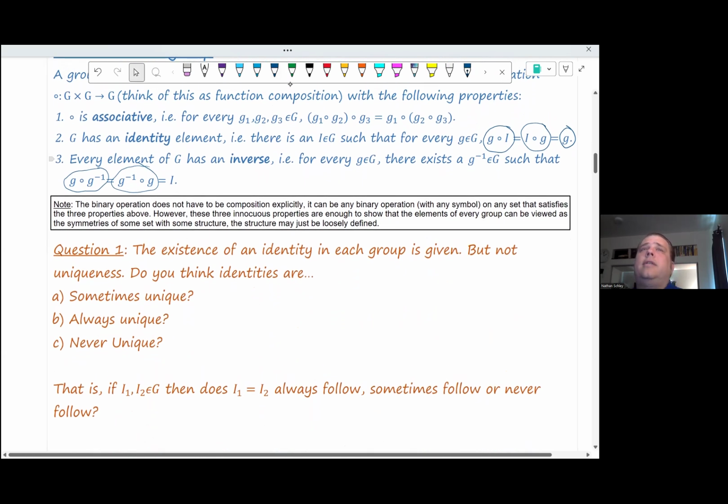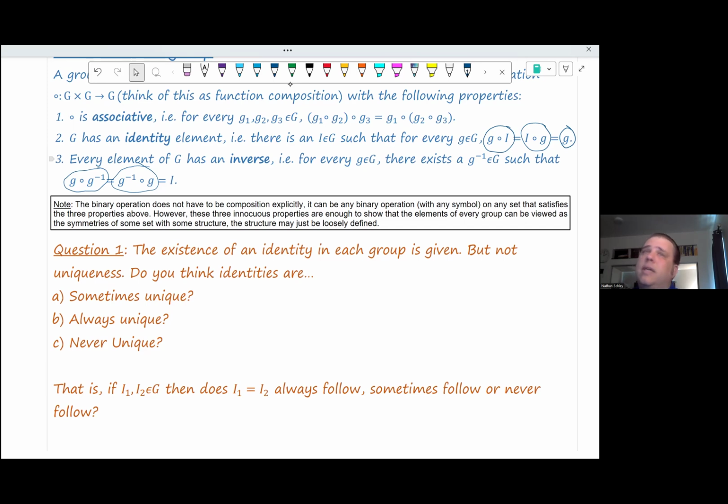And if you're watching this video, it's worth pausing for a moment to think about this. The first question is, well, it points out the existence of an identity in each group is a given, right? That's the second property. Every group must have an identity. So existence is given, but not uniqueness. That's not a given from our definition of a group. So what do you think about uniqueness?